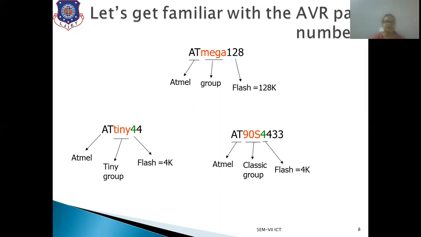So this way the names are given to the AVR microcontrollers. So when we talk about ATmega32, that means AT stands for Atmel, mega stands for the mega group, and 32 stands for that the flash memory will be of 32 KB.